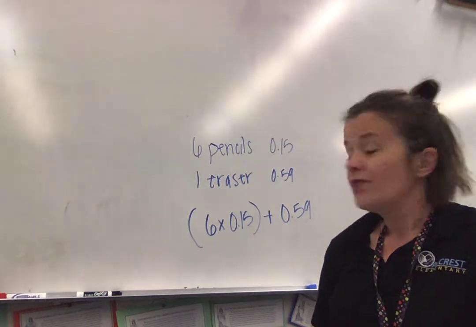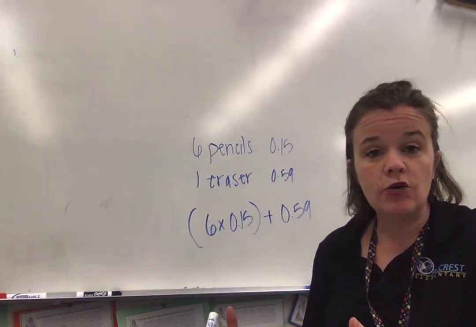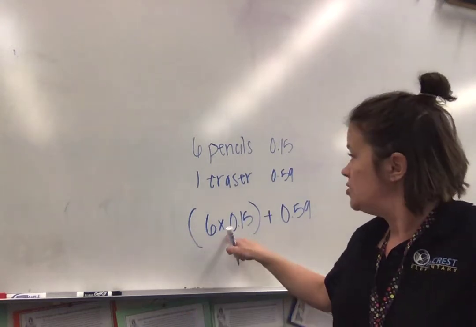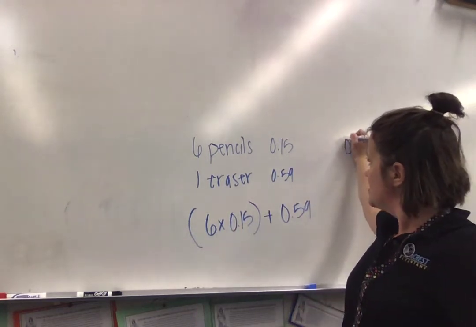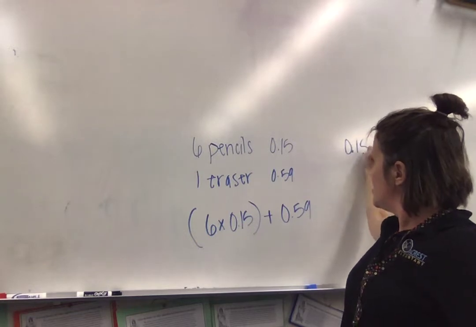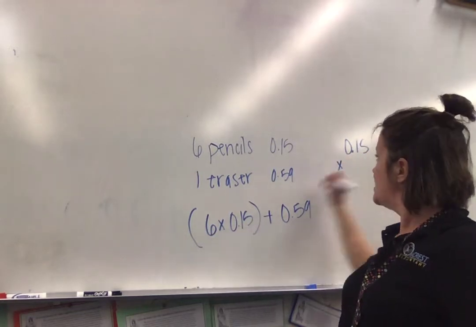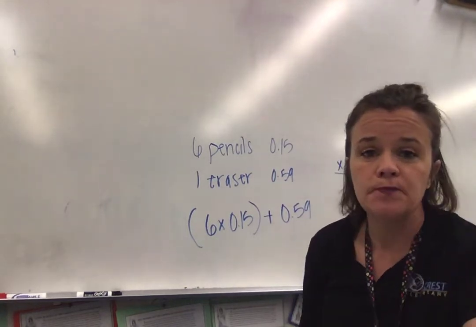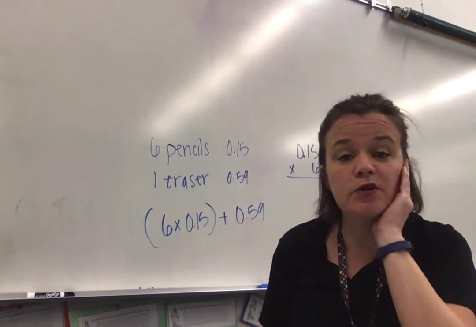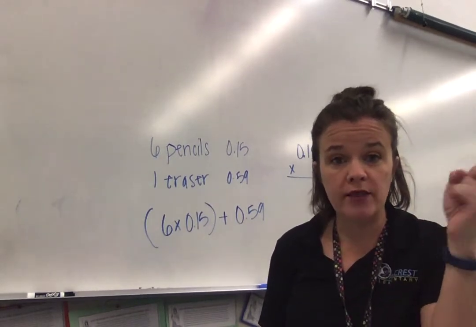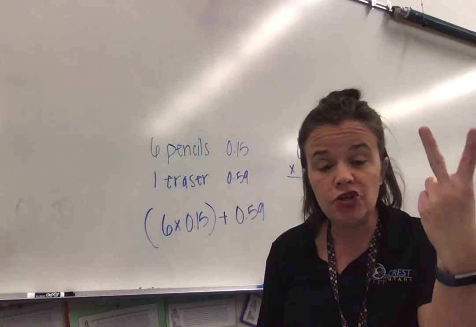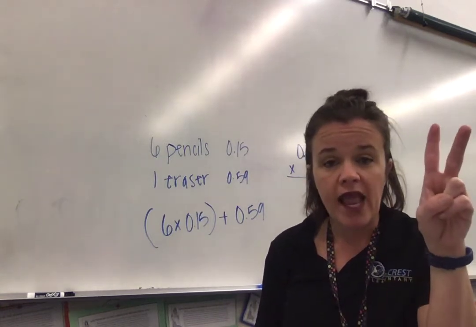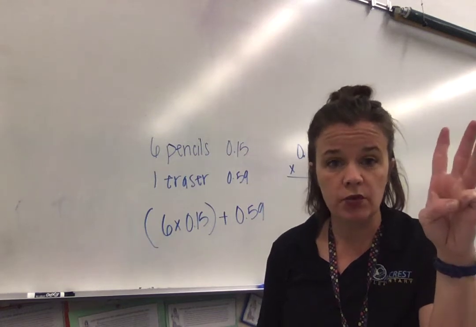Okay? So now whoever sees this equation, they can say, oh, you know what? I have to do the parentheses first. So I'm going to multiply my 15 cents by 6. Okay, so a quick review of multiplying decimals. Anytime you multiply decimals, step 1 is you need to make sure you write the problem down correctly. Step 2 is you ignore the decimal for right now. You just ignore it. And step 3 is you multiply like you normally would, okay?